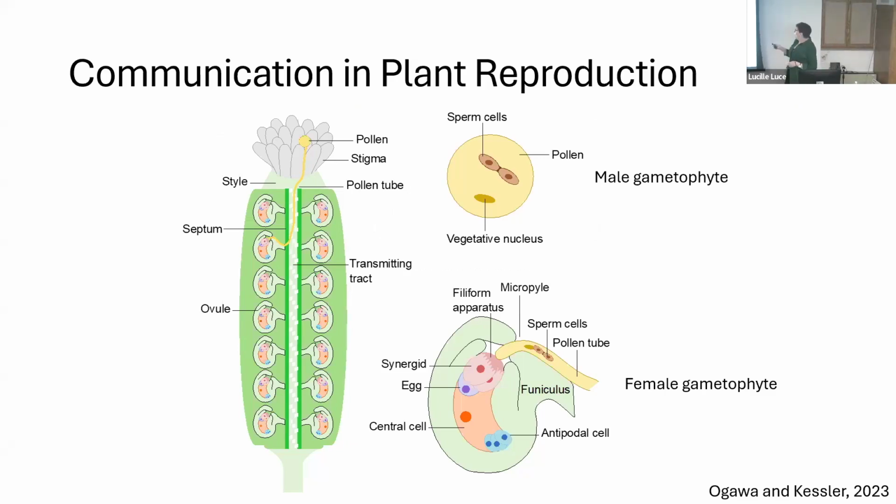So first, what you'll notice is when I have a flower up here, that means I'm talking about reproduction, and when there's a root, I'm talking about below ground stuff. So my first love is communication in plant reproduction.